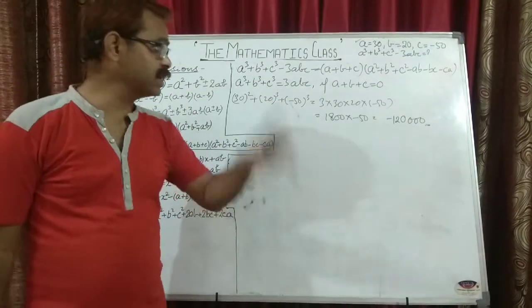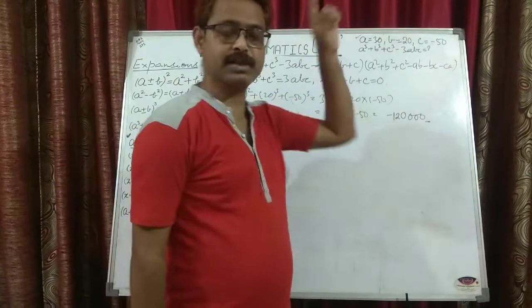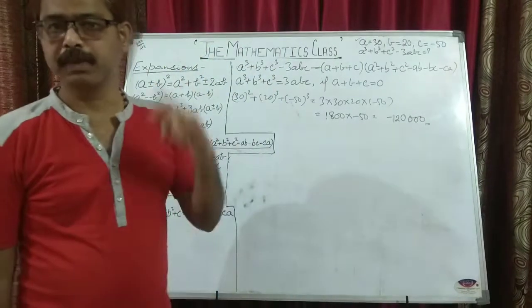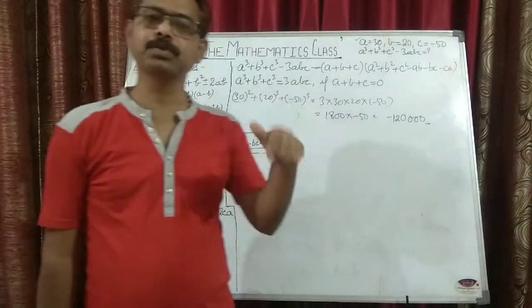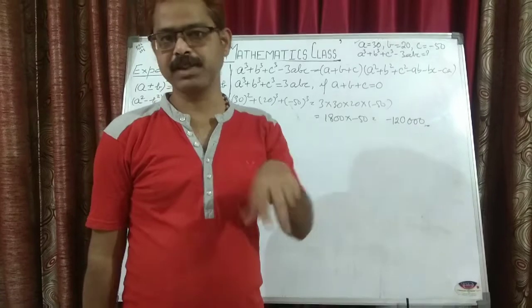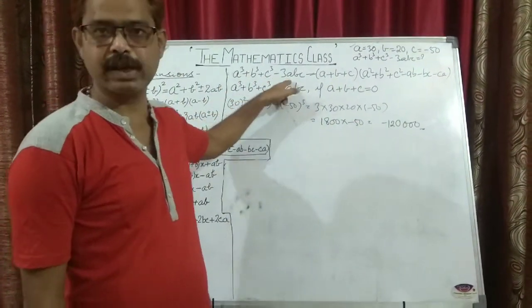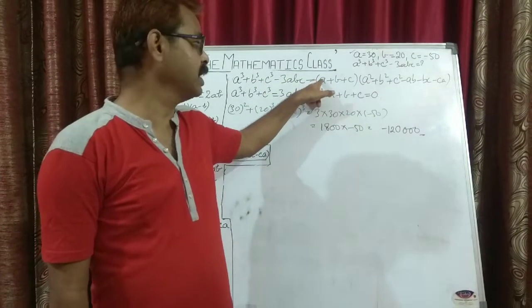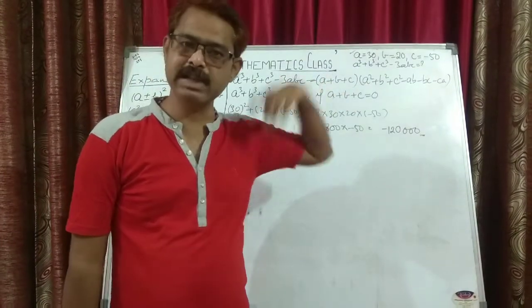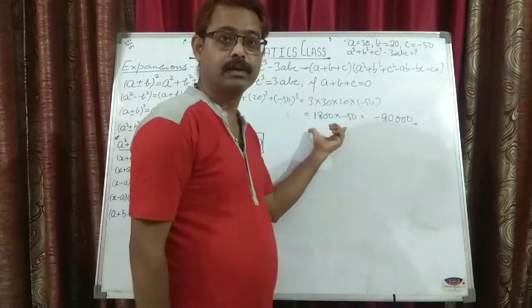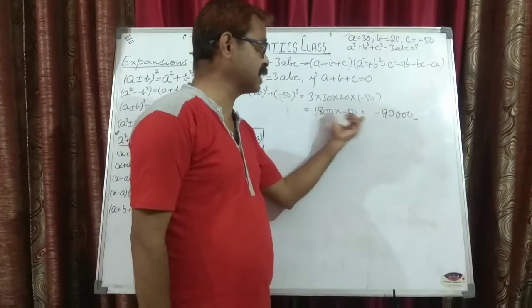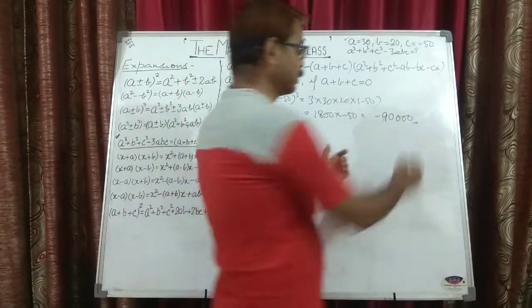The thing is, you need to remember, if a plus b plus c is 0, then a cube plus b cube plus c cube will be equal to 3 times abc. If a plus b plus c is not equal to 0, then simply memorize the formula: a cube plus b cube plus c cube minus 3abc is equal to a plus b plus c, into a square plus b square plus c square minus ab minus bc minus ca. So this is 1800 into minus 50, that is 90,000. That is the final value.